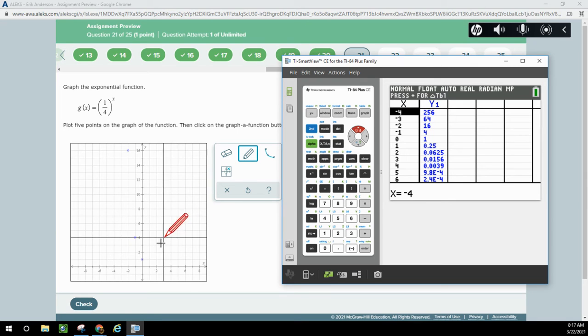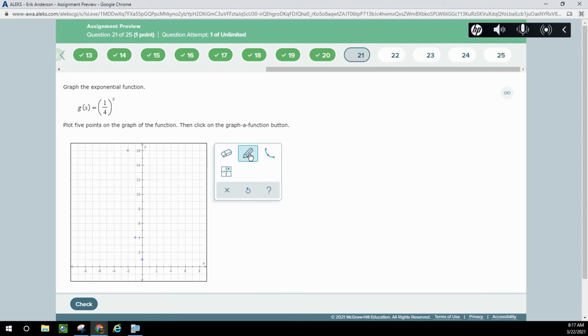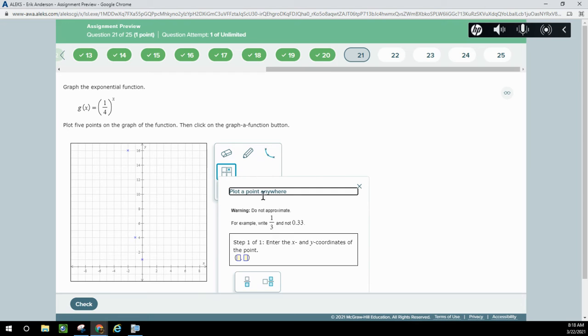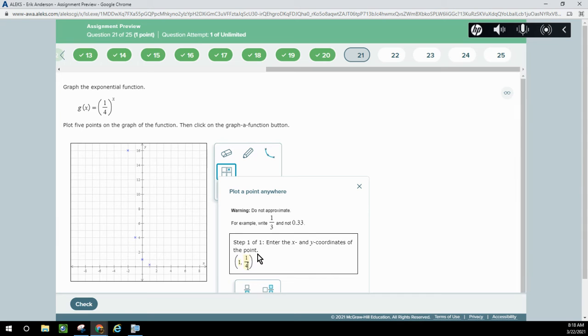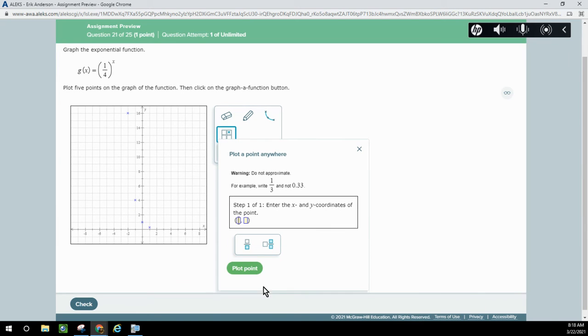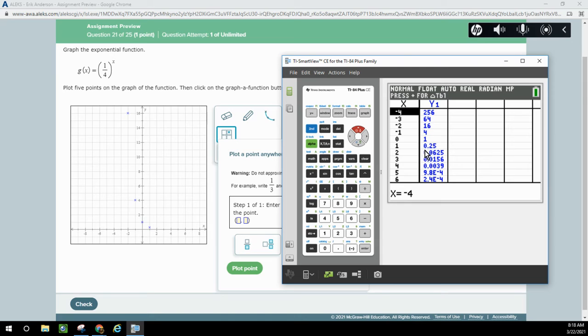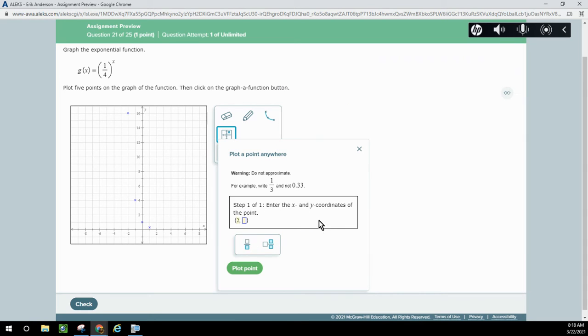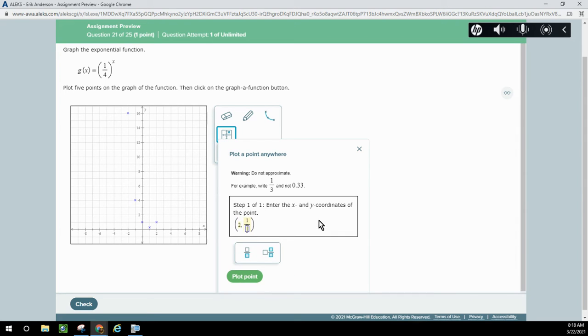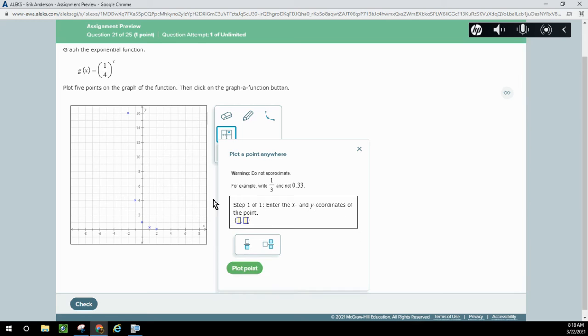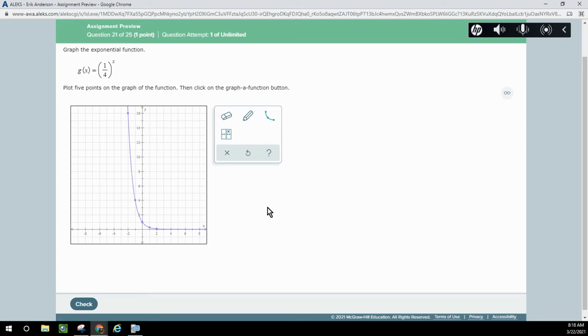Now 1, 1/4, you may want to use this right here. So 1, 1/4 plot point. And then this right here would be 1/4 squared. So 2, 1 over 4 times 1 over 4 is 1 over 16. Now we have the 5 points required, so we can click this button here, and we've got our exponential decay graph.